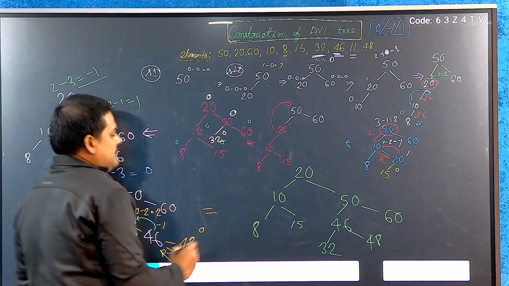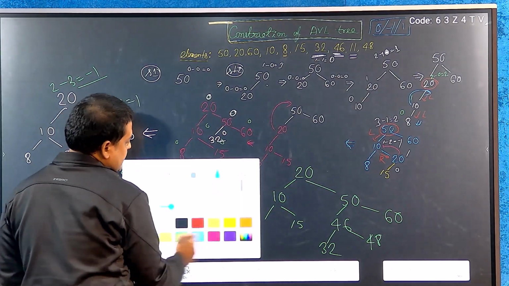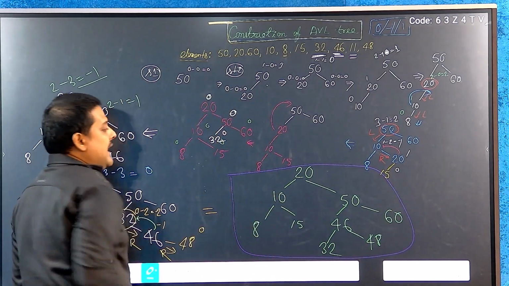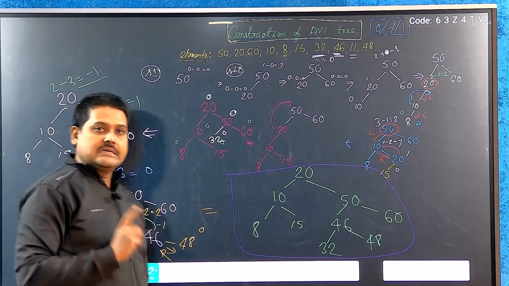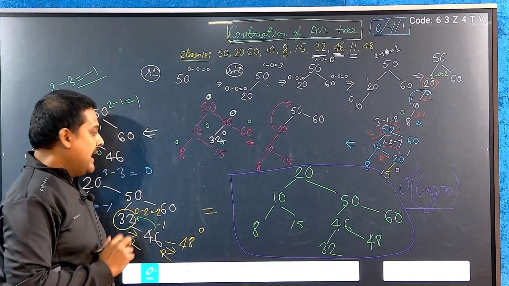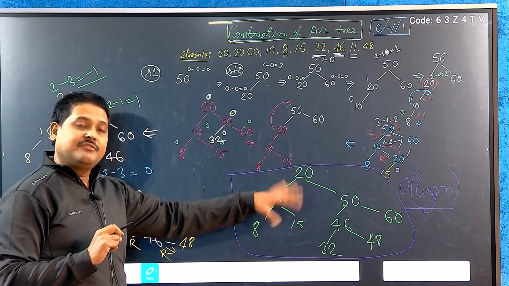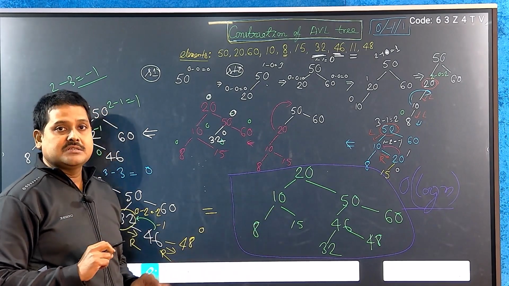Now, if you observe, this is our final tree, and it is a balanced binary search tree, or AVL tree. And always remember that after rotation the final tree will be a binary search tree. Okay, thank you.